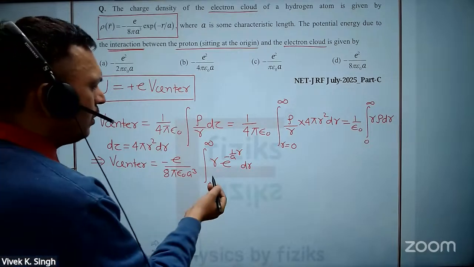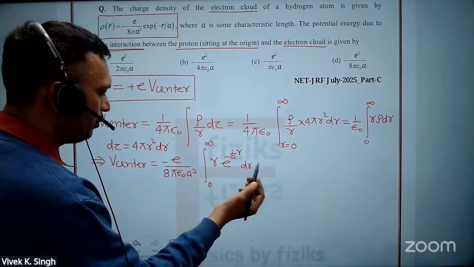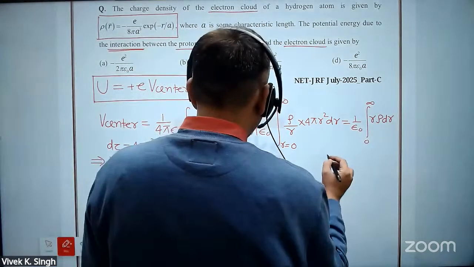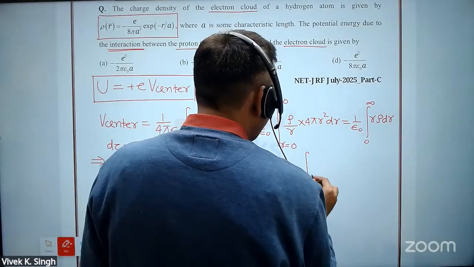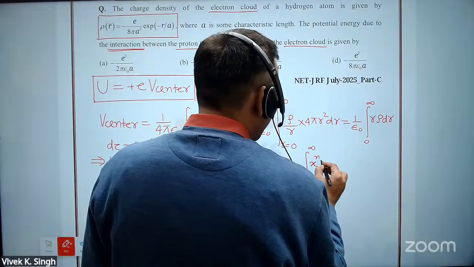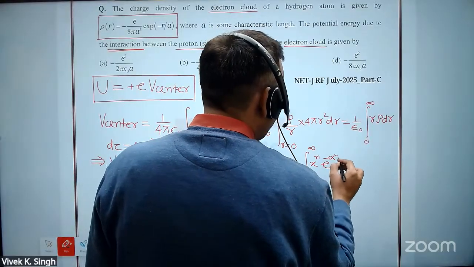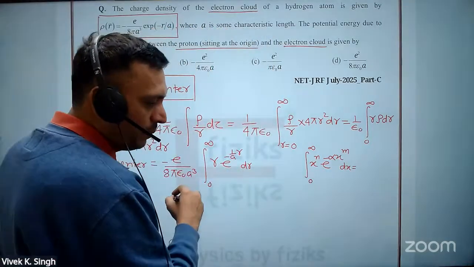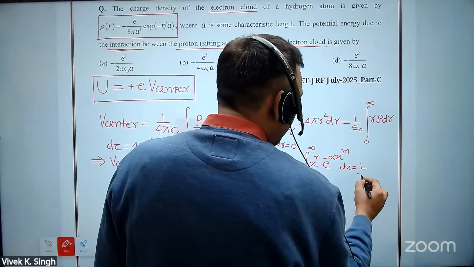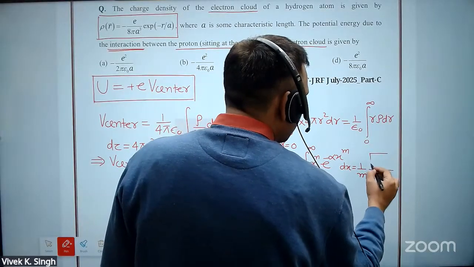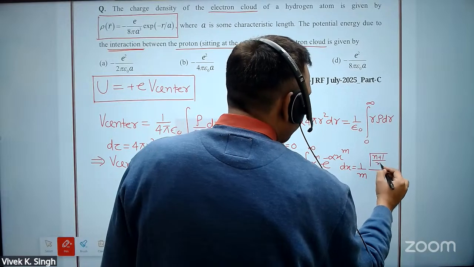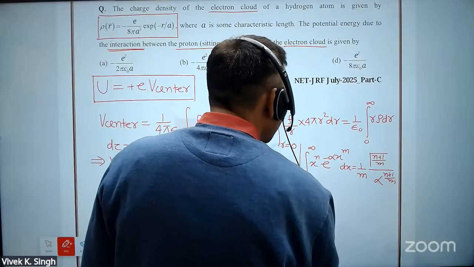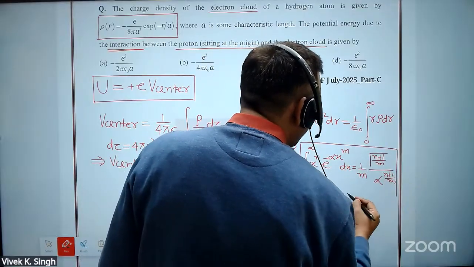Okay? Now, in order to solve this integral, you should use one standard integration result, just use this integration result. Integral 0 to infinity x power n e power minus alpha x power m dx, where n and m are some integers. So this standard result is 1 by m gamma of (n plus 1) by m, divided by alpha to the power (n plus 1) by m. Many times you have to use this integration result. So you must remember this particular form. We have to use this result.